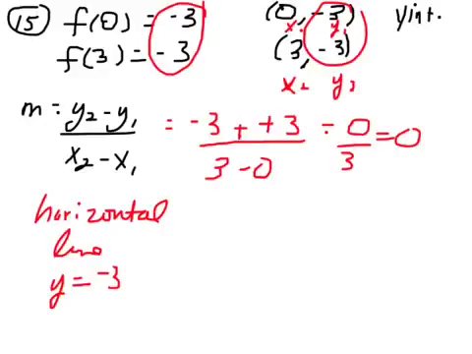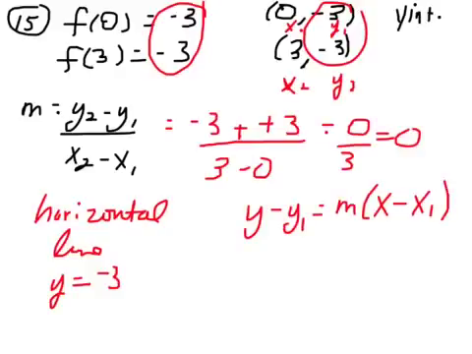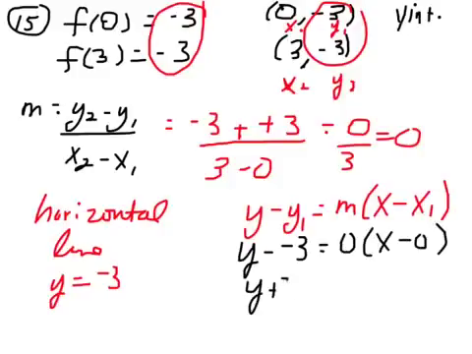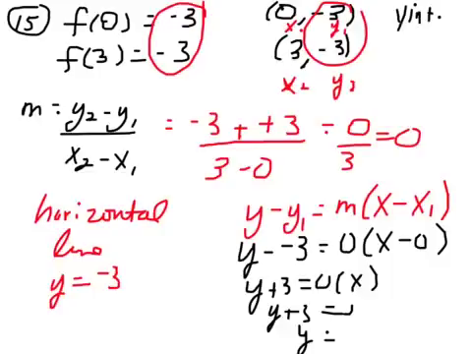If you didn't realize that, and you tried to plug this into the point slope formula, maybe that's what you thought, you could have gone and done that. You could have said y minus, let me use y1 as negative 3, and then the slope was 0, and then x minus 0 is the x1. You would have had y plus 3 equals 0 times x. So y plus 3 equals 0, y equals negative 3.